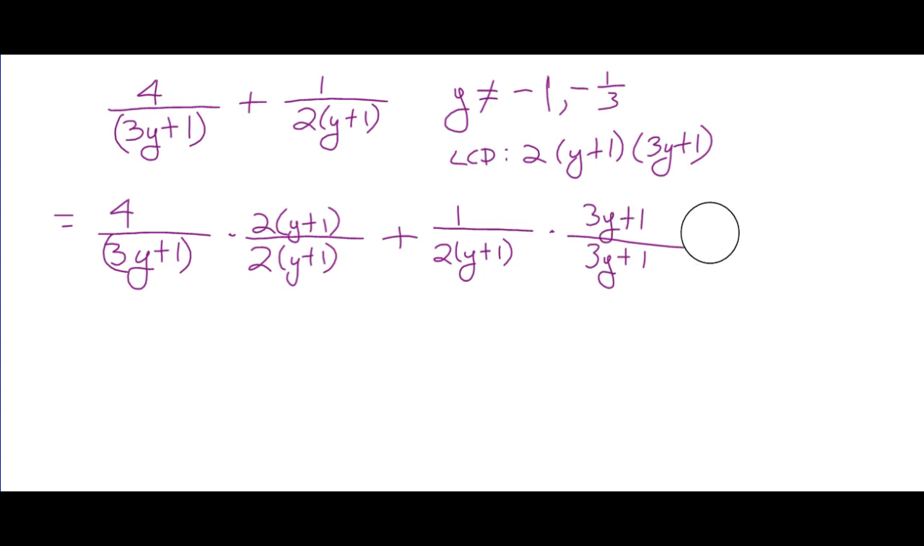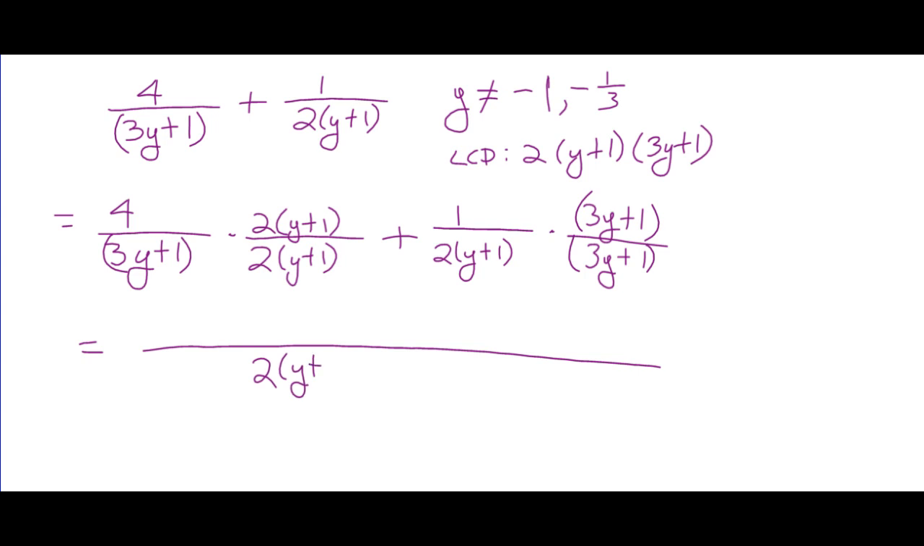Okay, brackets around all the binomials. Okay, so I'm going to do this. I'm just going to write out one denominator, right? It's common now, so we're just going to put down the common. So 2, and a y plus 1, and a 3y plus 1. Okay, and then I've got 4 times 2. Well, that's 8, right? Plus 1 times this. Well, 1 times 3y plus 1 is just 3y plus 1.